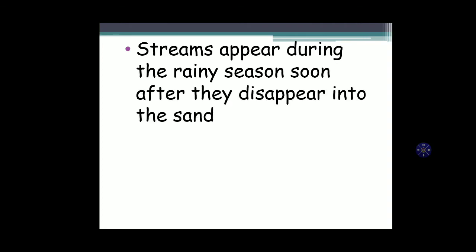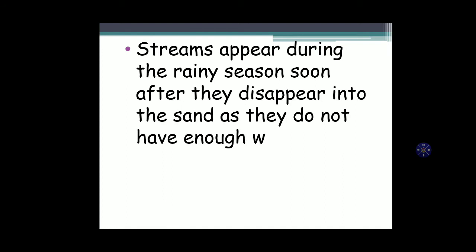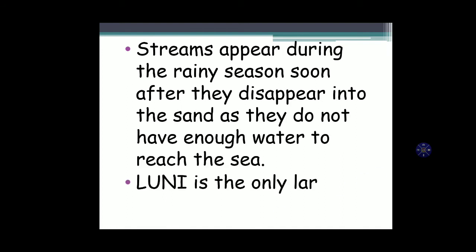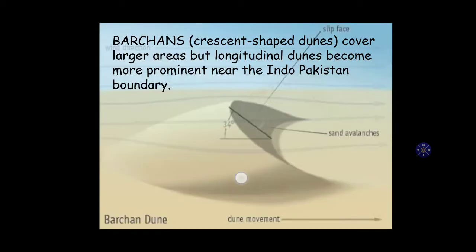Streams appear during the rainy seasons. Soon after, they disappear into sand as they do not have enough water to reach the sea. Luni is the only large river in this region. So these all are the features of the Indian desert. The name of the Indian desert is Thar Desert.